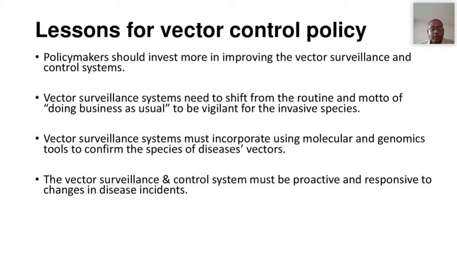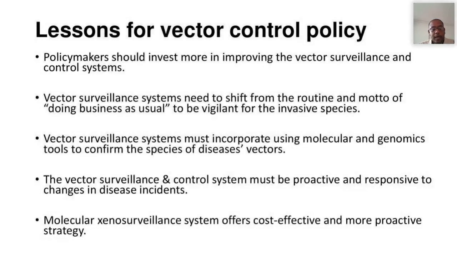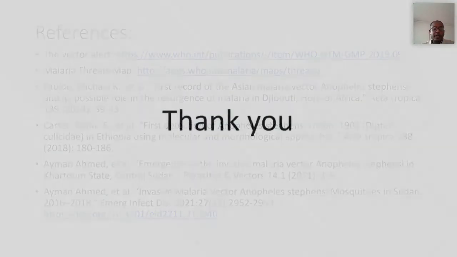Therefore, we need to keep in mind that vector surveillance needs to work hand in hand with the disease surveillance system, or be integrated altogether. Last but not least, molecular genomic surveillance systems might offer a very cost-effective and more proactive strategy. However, it requires resource mobilization, but it would be very helpful not only for Anopheles stephensi or malaria, but particularly for arboviral disease. So by confirming the species and detecting the pathogens they carry, that will generate super valuable and timely information. Here are some references, and thank you so much.